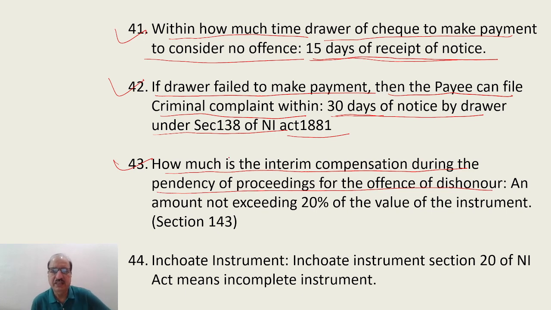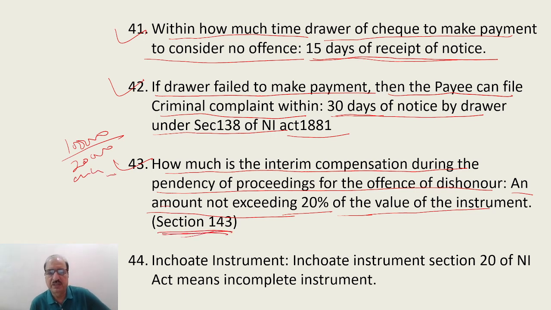Under section 138, a check has been dishonored and a complaint has been filed with the court by the payee. Generally, the case takes a long time. So how much interim compensation can the court grant to the payee in case of dishonor of a check? The answer is an amount not exceeding 20% of the value of the instrument. That means if the check is for 1 lakh, then the court can grant 20,000 as compensation under section 143 of the Negotiable Instruments Act to the payee.